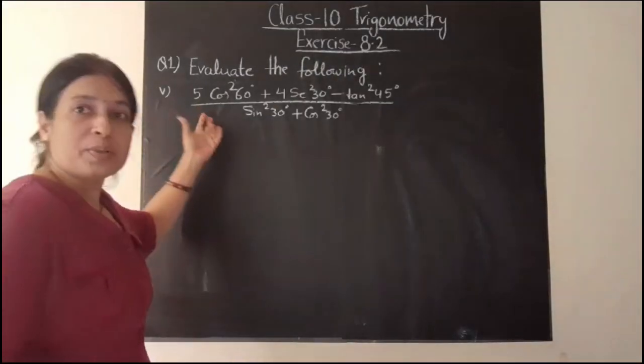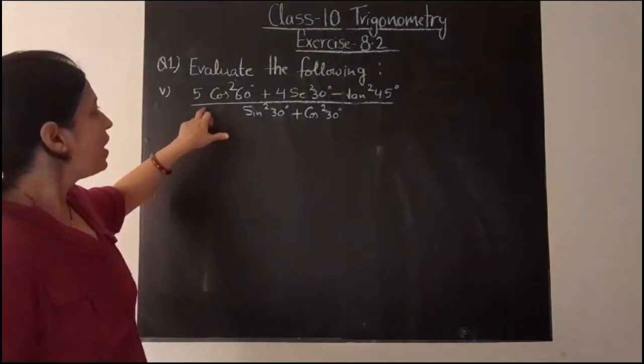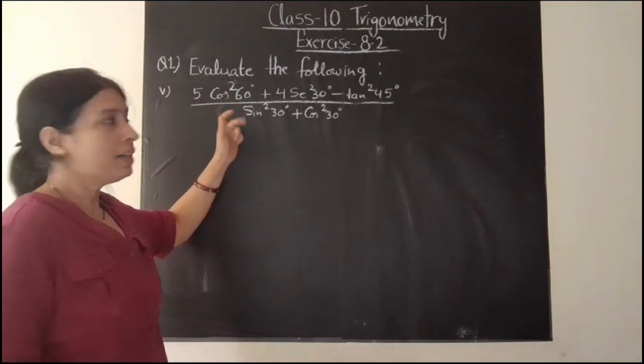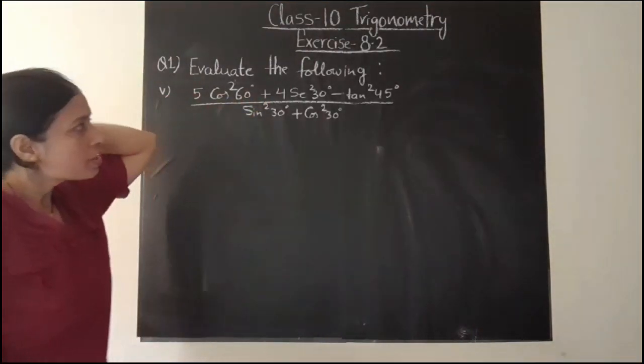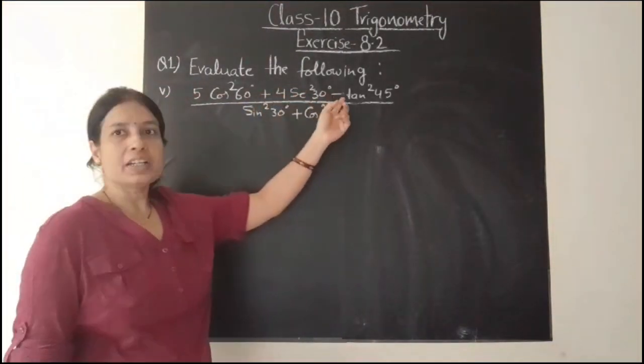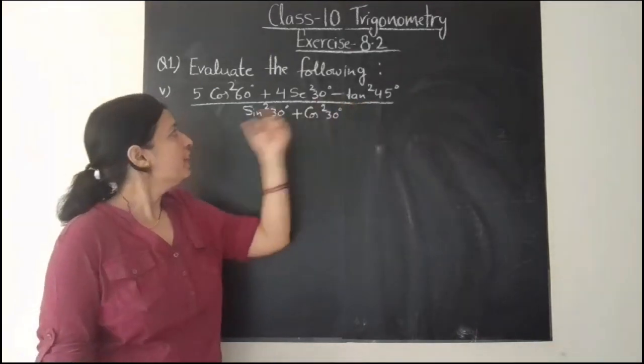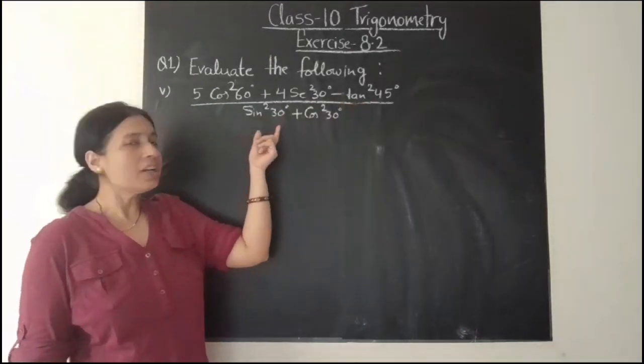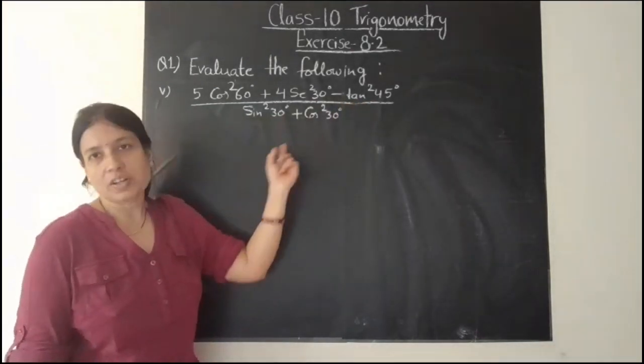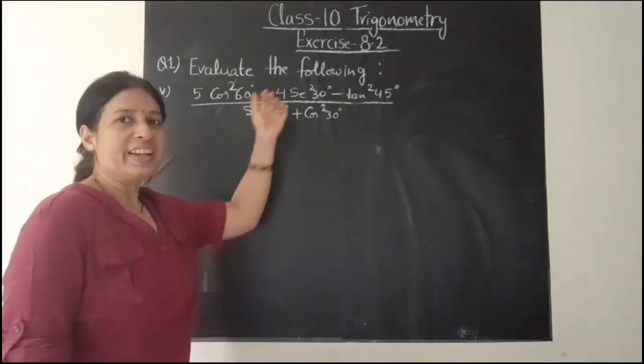So let us see here fifth part. Fifth one is 5 cos square 60 degree plus 4 sec square 30 degree minus tan square 45 degree divided by sin square 30 degree plus cos square 30 degree. So first we write all the values.